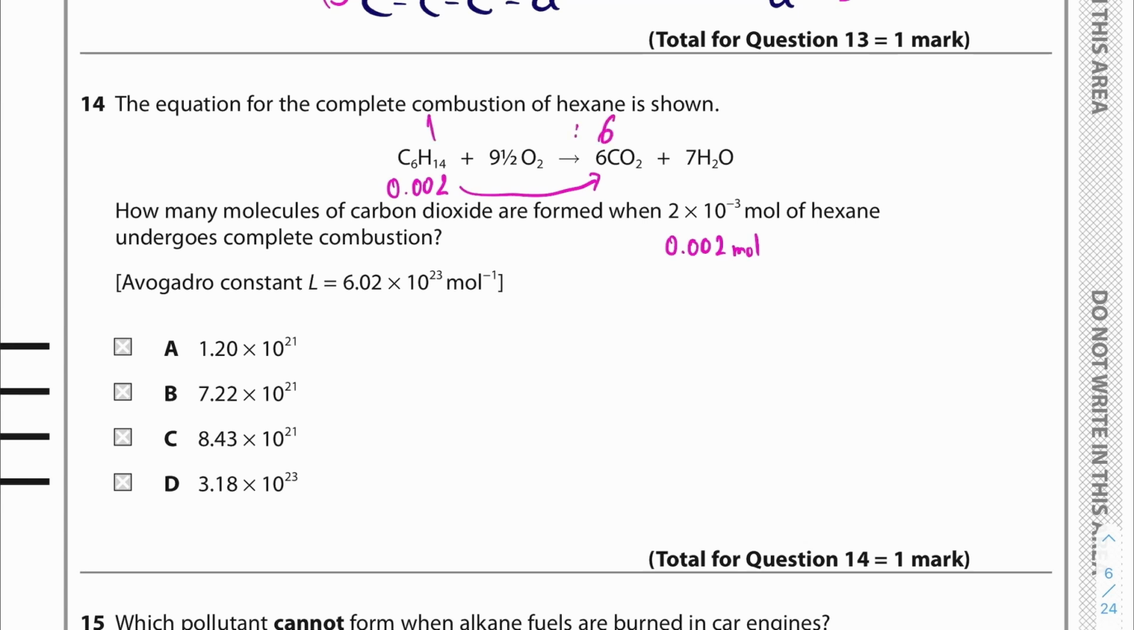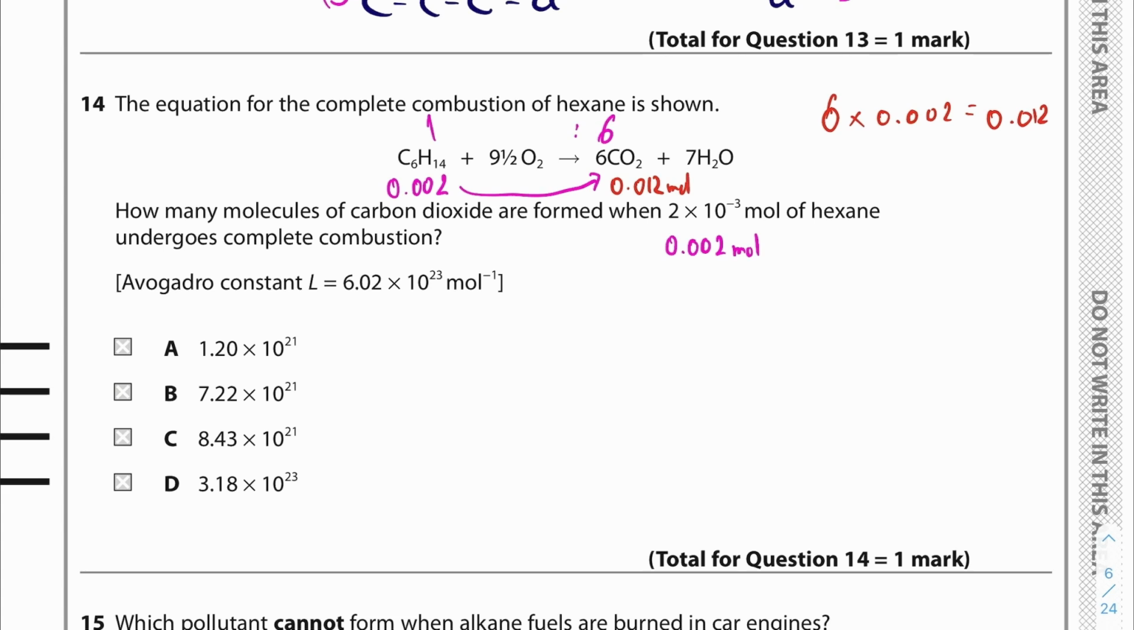So how many moles do we have of carbon dioxide? So we have 6 times 0.002, which gives us 0.012 moles. So 0.012 moles of carbon dioxide.